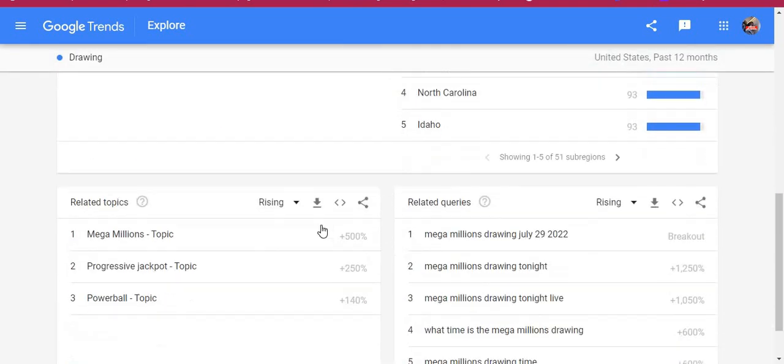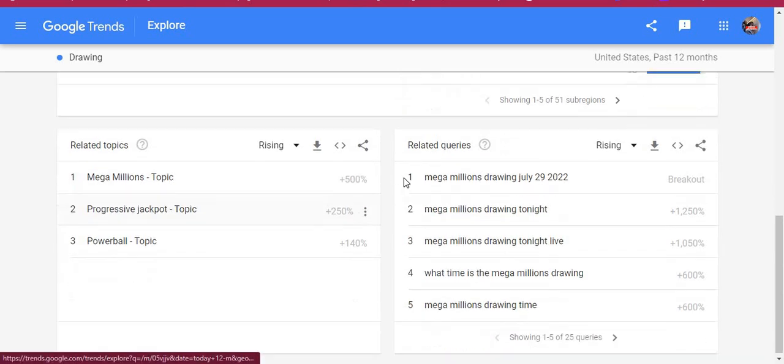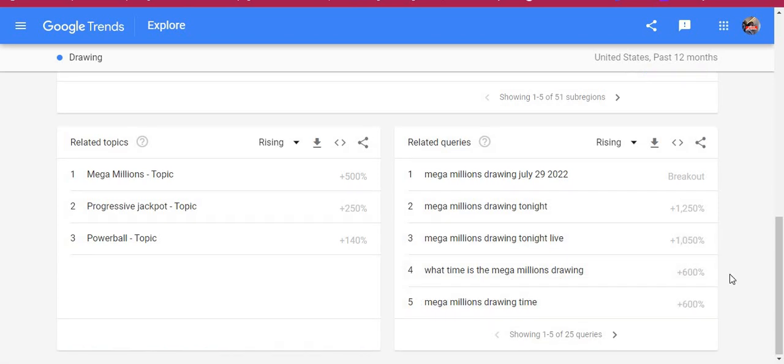So we look down below. We see that the drawing title there actually means a game. It's a Mega Million drawing, July. The game normally comes up by July and all of those things. A Mega Million drawing tonight, Mega Million drawing tonight live. What time is Mega Million drawing and all that? So we just want to risk it, since this is not costing us anything to do. This is free.